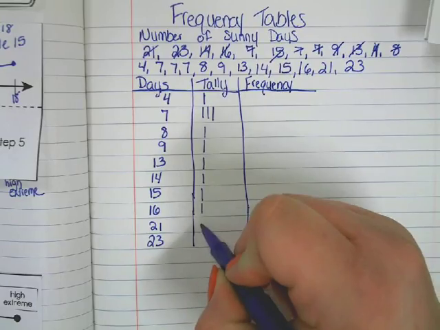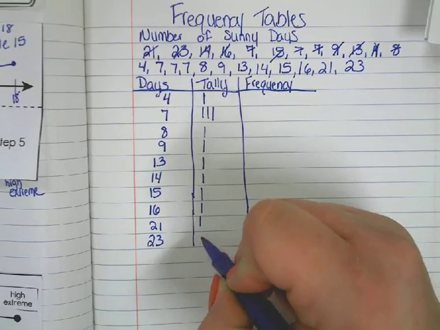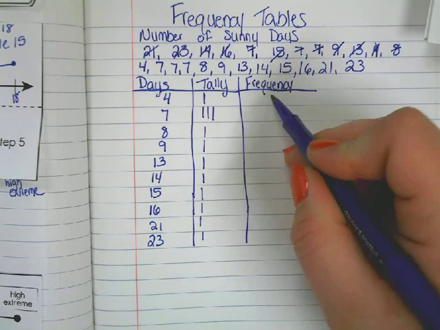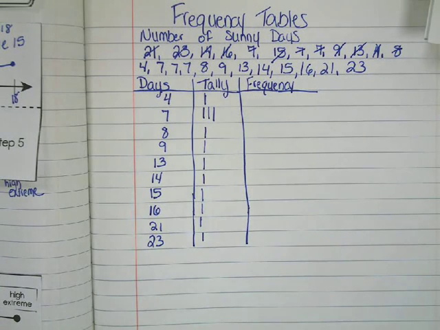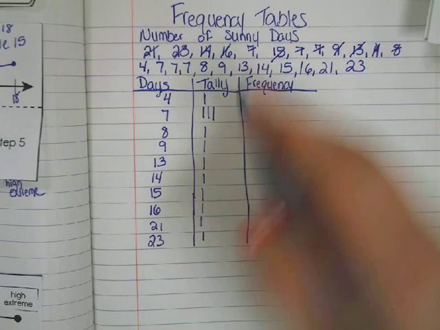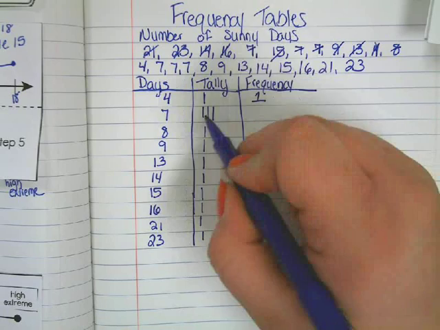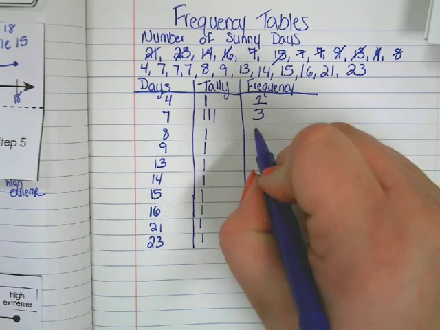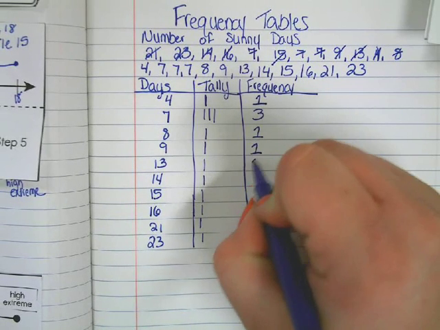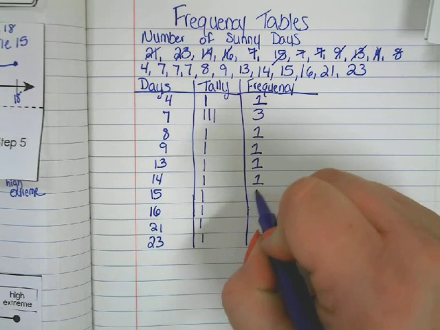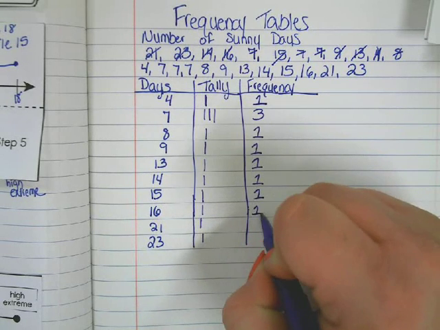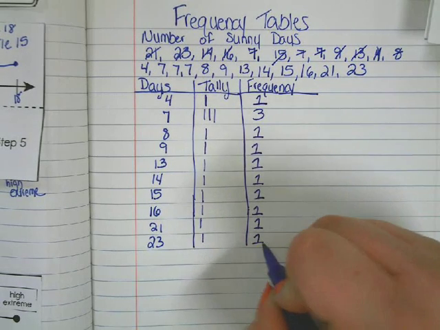Now for your frequency part, you're going to actually write the number of tallies there were. When I look, there was 1 tally, so under frequency I'm going to write 1. There were 3 for the 7, and then all the rest had 1. So all my frequencies should be 1, except the 7, which had a 3. So that is a frequency table.